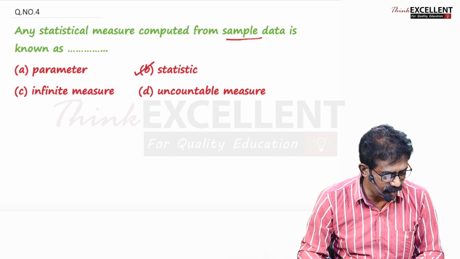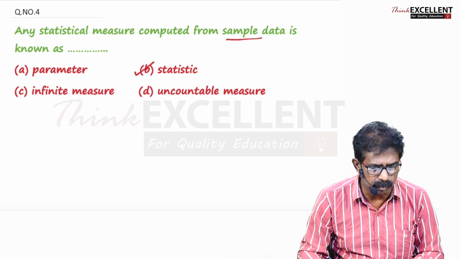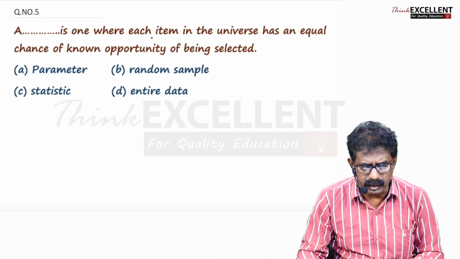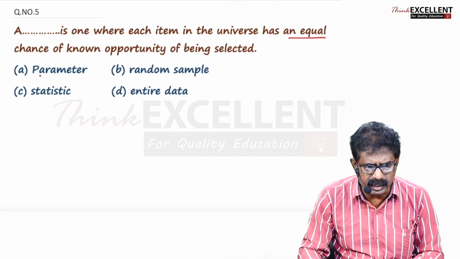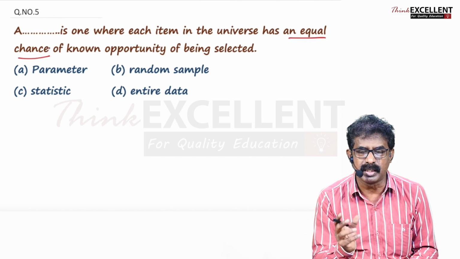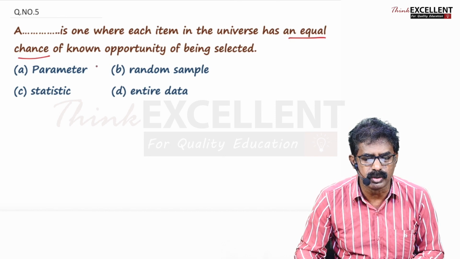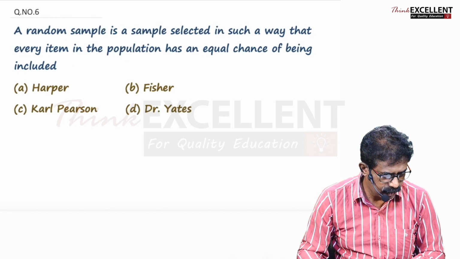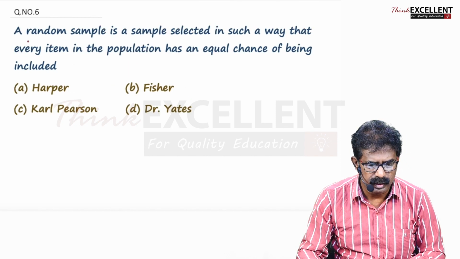Read the question carefully. Now let's move on to question number 5. A dash is one where each item in the universe has an equal chance. Equal chance, that is some probability, right? Unbiased. So the chances are equal. So it should be a random sample, right?